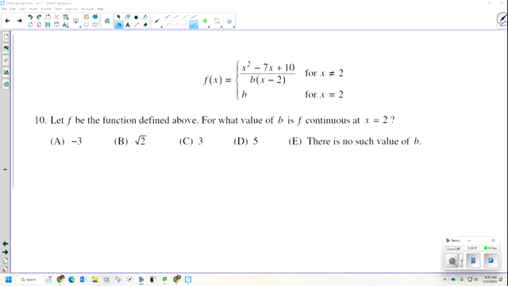All right, number 10. Let's end this with number 10. They give us this piecewise function, f of x above, and they say let f be the function defined above. For what value of b is f continuous at x equals 2?